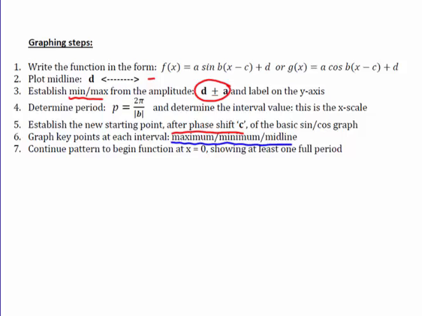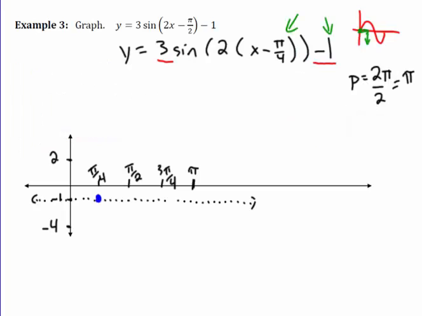Now, once we have our starting point on the graph, we can just do the key points: maximum, minimum, and back to the midline. The key points come from this original sketch of sine. Sine starts at 0, or the midline. It goes up to a maximum, back to the midline, minimum, midline. So we follow that pattern. In this case, we just go over a quarter period up to the maximum of 2. Another quarter period over, back to the midline. Now we go another quarter period over and down to our minimum. And we can continue this pattern.